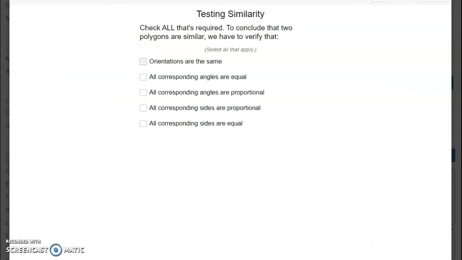To conclude that two polygons are similar, we have to verify which one? Does orientation have to be the same? No. Do all corresponding angles have to be equal? Yes, that has to be true. And all corresponding angles are proportional? Angles do not have to be proportional. They have to be equal. All corresponding sides have to be proportional? Yes. And all corresponding sides are equal? No, that doesn't have to be true.